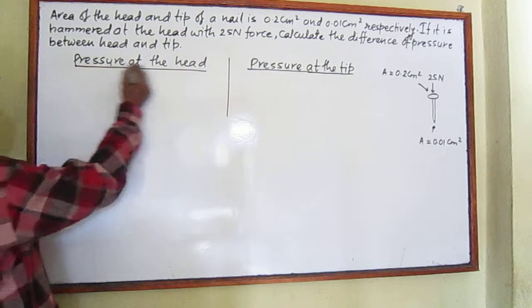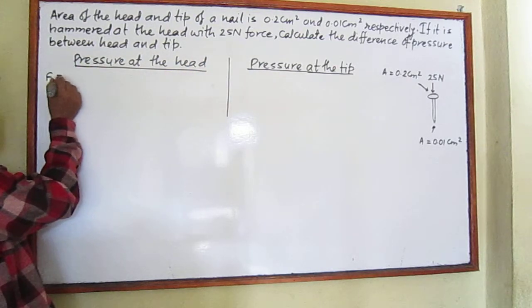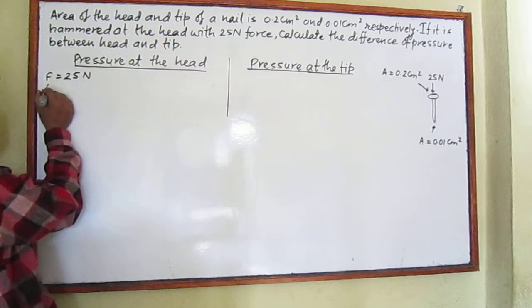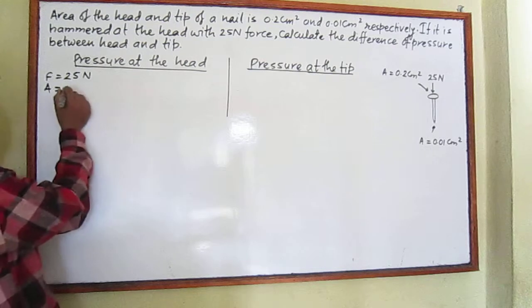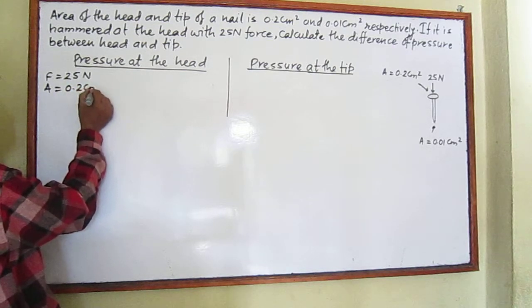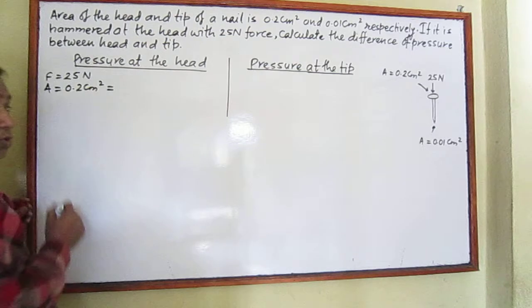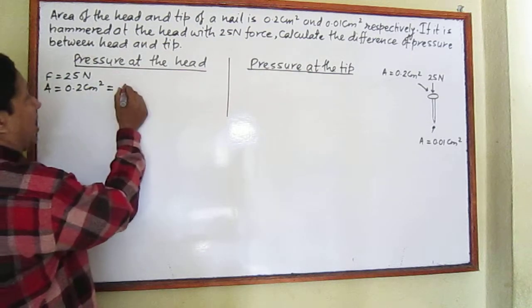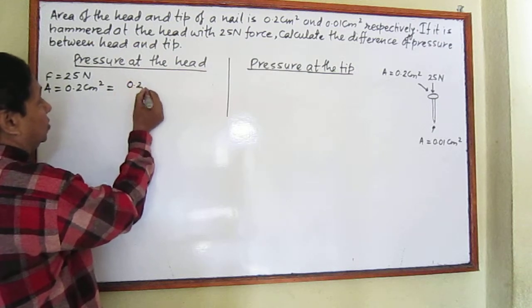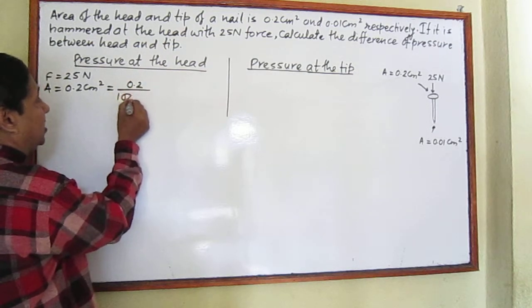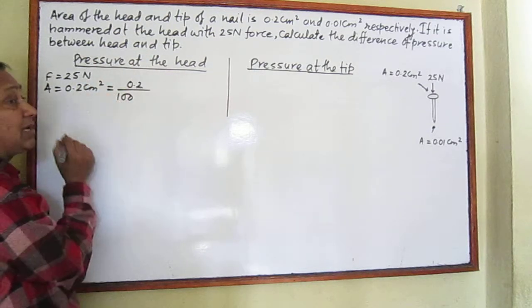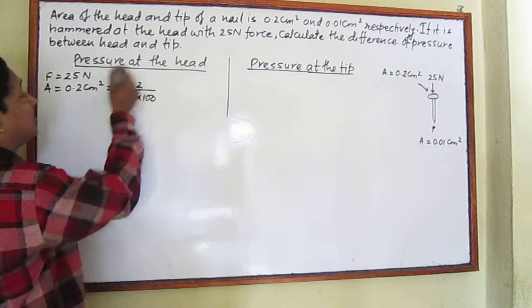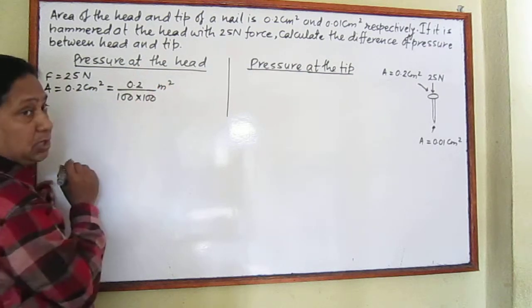Okay, force, pressure at the head. To calculate pressure, force is needed, 25 Newton, and area of the head is given, area A is given as 0.2 centimeter square, but centimeter should be converted to meter, because we are using SI system. That's why 0.2 divided by 100, 1 of the centimeter converts to meter if we divide by 100, and if we divide again by another 100, then both the centimeter converts to meter, and this is meter square.